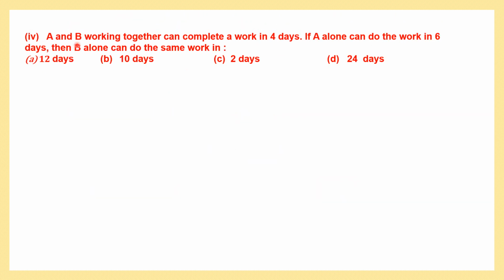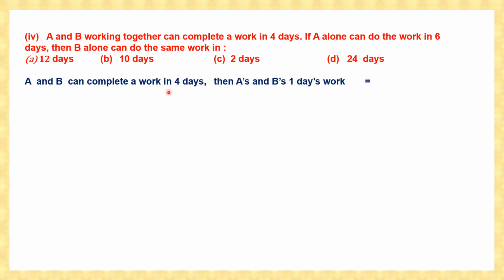Question 4. A and B working together can complete a work in 4 days. So together when they work, they're completing it in 4 days. Now here it says A alone can do it in 6 days. Then B alone can do the same work in how many days? So we have to find the 1 day's work. So let's begin by saying A and B can complete the work in 4 days. So what is the 1 day's work of A and B? A and B's 1 day's work will be, now here 4 days, so 1 day's work is 1 by 4.